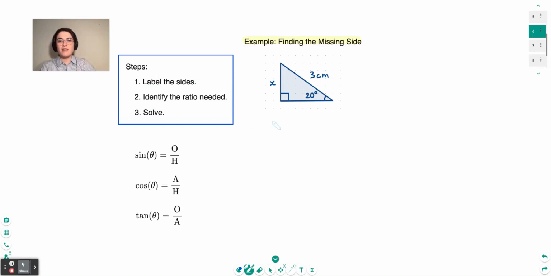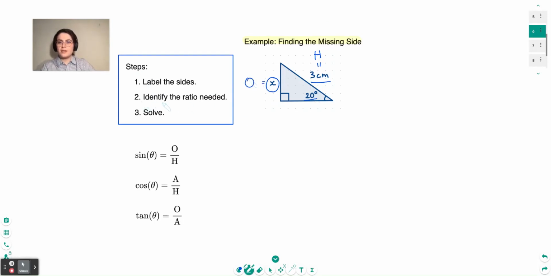So in this case, we have a right triangle over here, and we're trying to find x. And we have that this side is 3 centimeters, and then we have that an angle is 20 degrees. Well, our first step is to label the sides. So in this triangle, this side, 3 centimeters, would be the hypotenuse, and the x would be our opposite.